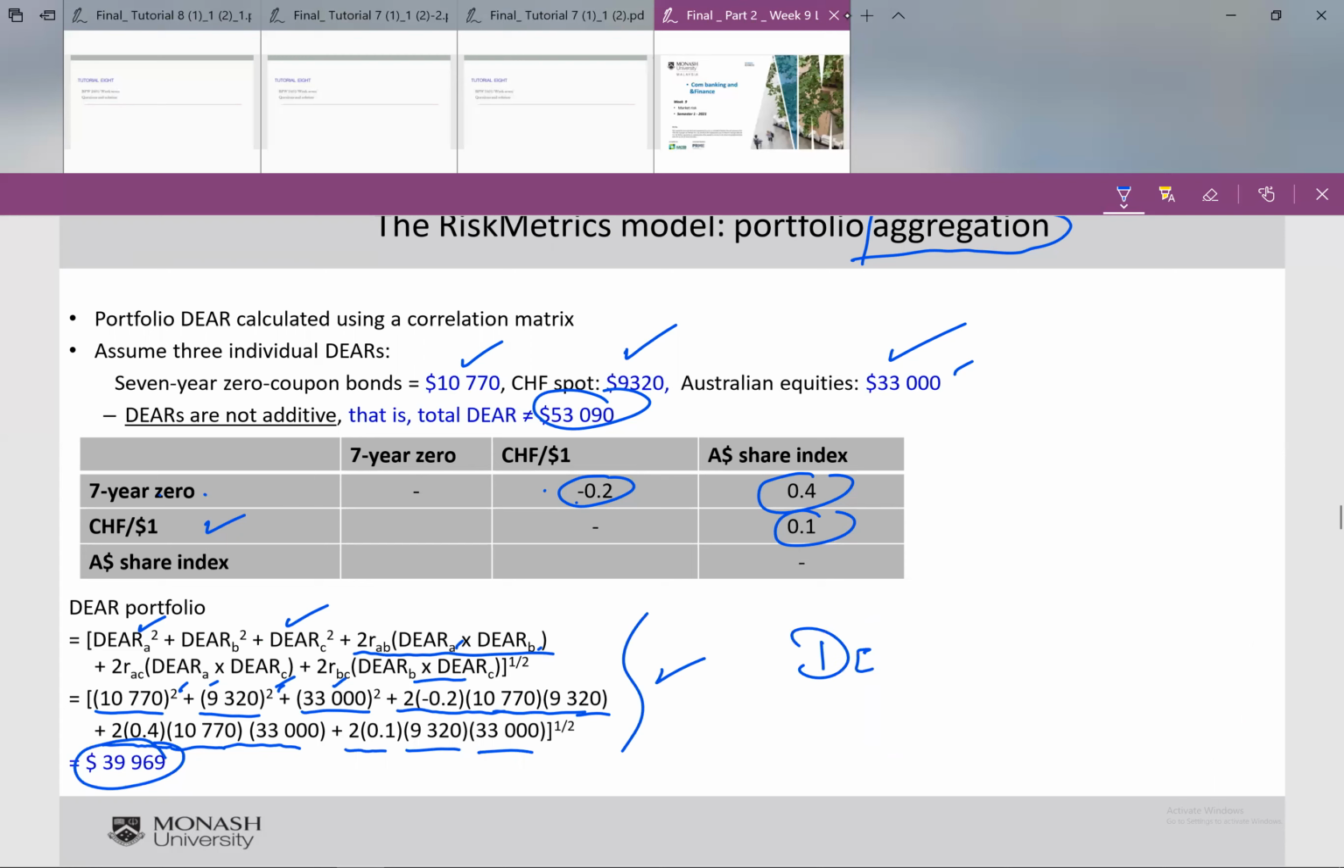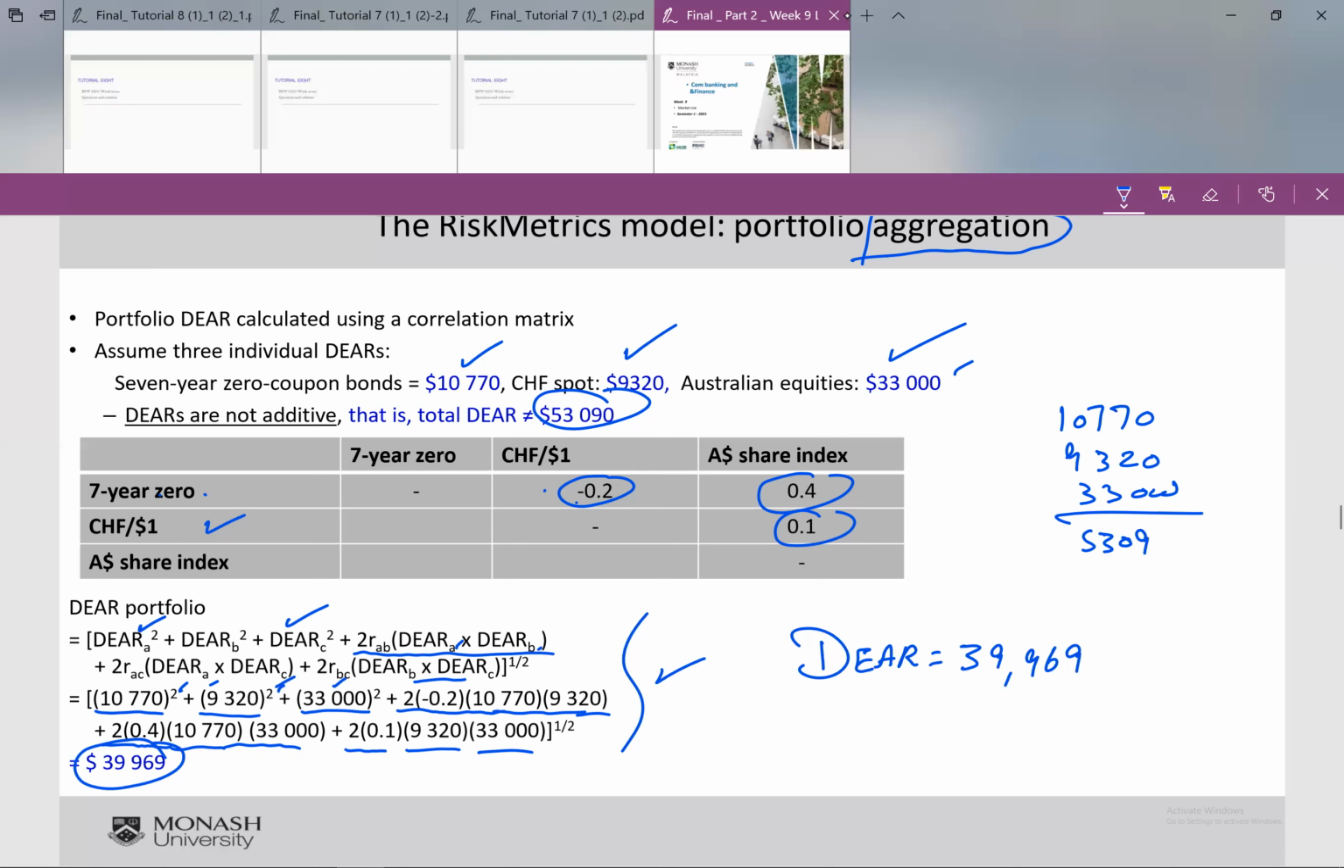So it's the aggregate DIR. Now, if this is the aggregate DIR, how much is it? 39, and why is it so? Because if you add them all up, if you add the 10.77, as I told you, and the 9320 and the 33,000, you will find this to be 53.